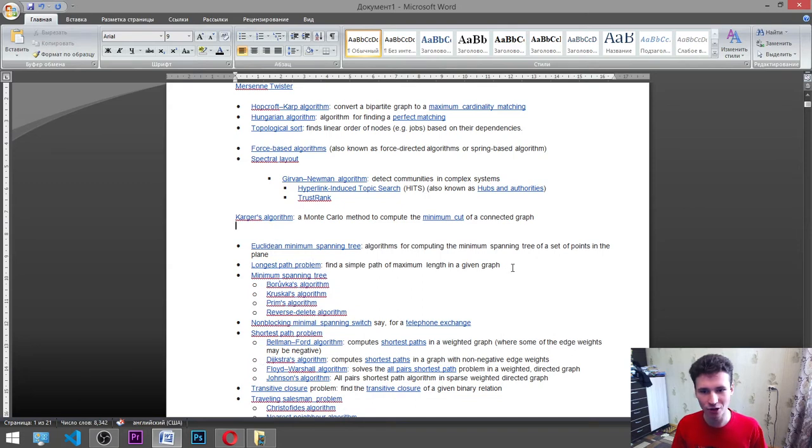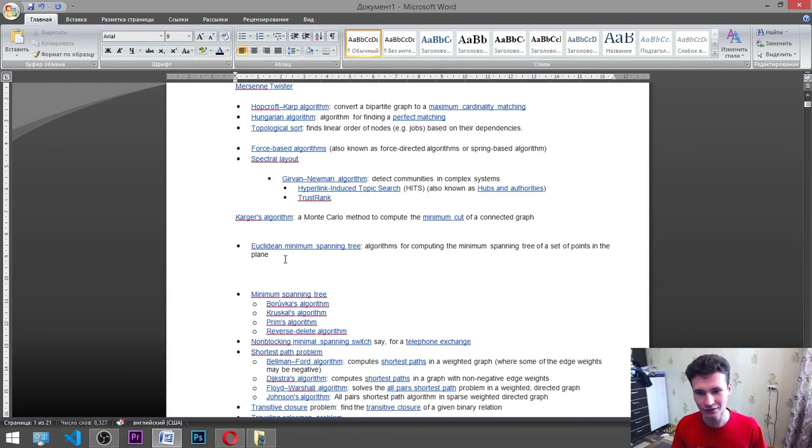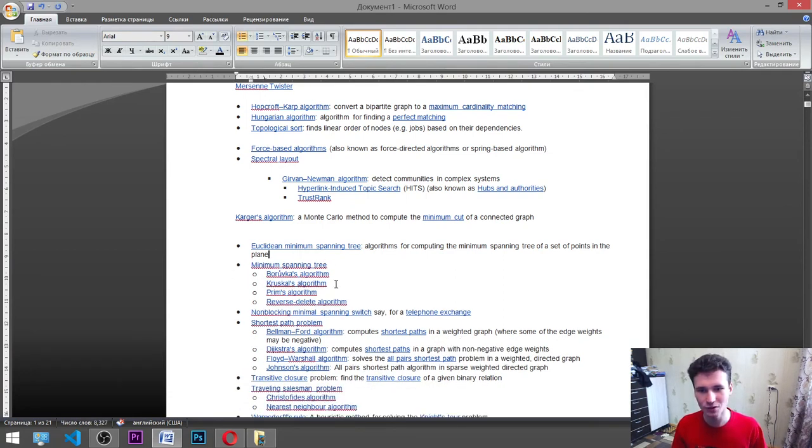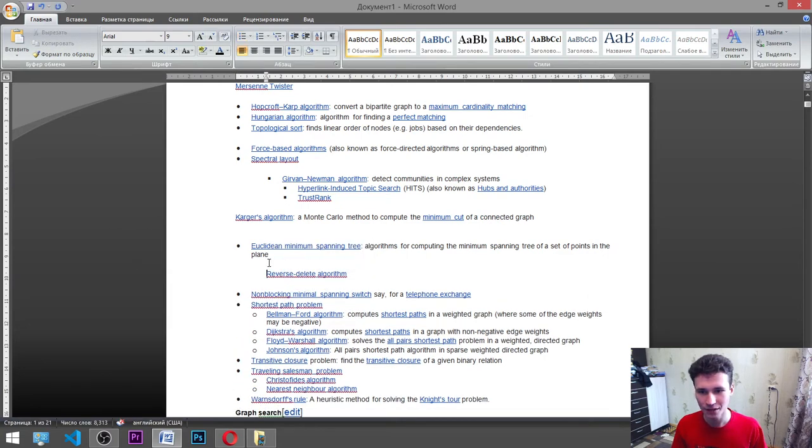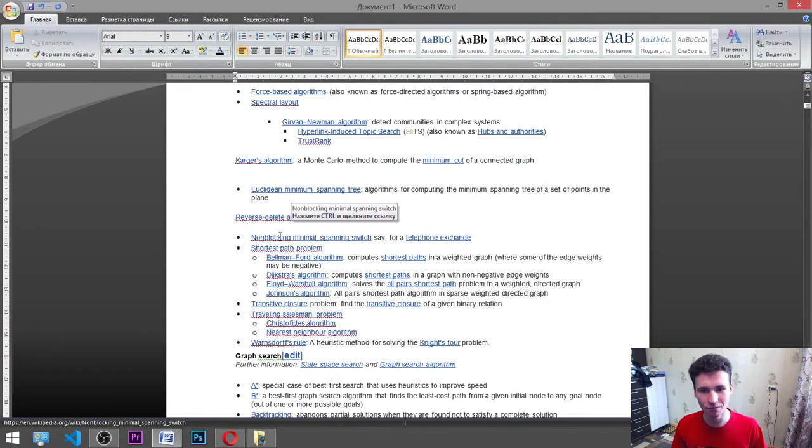Longest path problem, I heard, I don't think that I need it right now in this current moment. Minimum spanning tree, I know almost everything. I don't know reverse-delete algorithm and need to learn it. Non-blocky minimum spanning tree, I don't know.